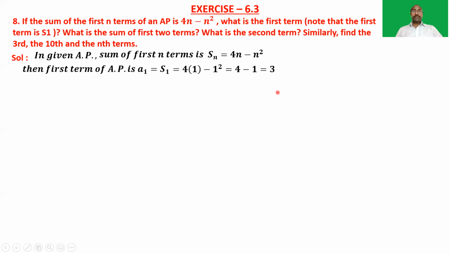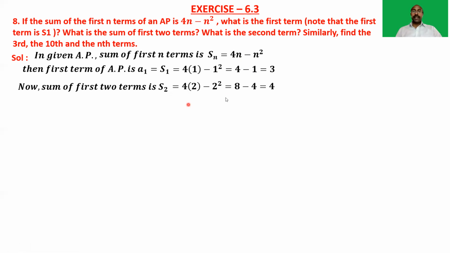And now the sum of the first two terms. The sum of the first two terms is S2. So by substituting n equal to 2 in Sn, we get the value of S2. So S2 is equal to 4 into 2 minus 2 square. That is 8 minus 4, which is equal to 4. And now it is asked, what is the second term?